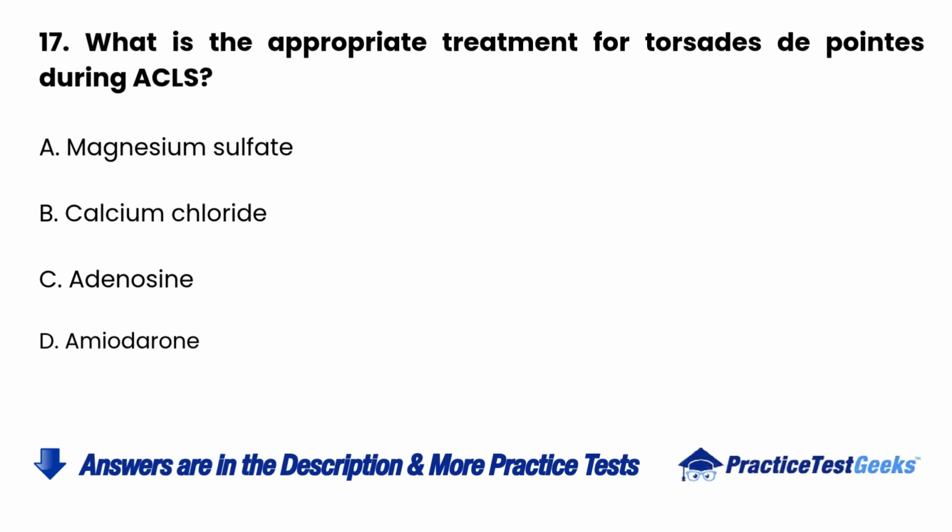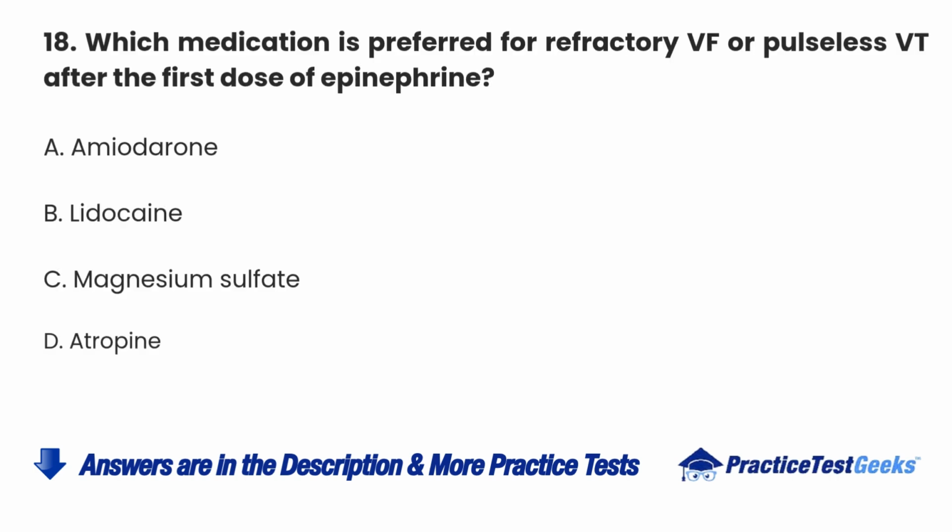17. What is the appropriate treatment for torsades de pointes during ACLS? A. Magnesium sulfate. B. Calcium chloride. C. Adenosine. D. Amiodarone.